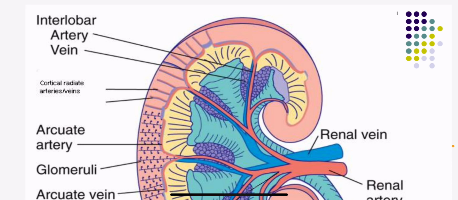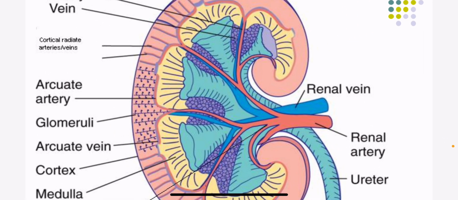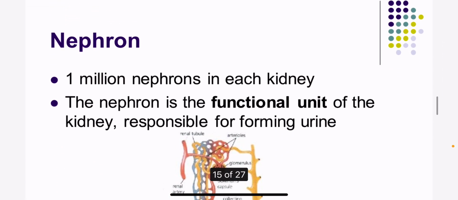Now we're going to do the venous tract back. Cortical radiate veins, they are the blue little eyelashes that you see above the renal pyramids, which then go into arcuate veins. So cortical radiate veins, arcuate veins, interlobar veins actually will then dump their blood directly into the renal vein, and then the renal vein is going to dump its blood into the inferior vena cava. So that's the path of blood here. I'm going to stop, and then I'll pick up another video with the nephron.